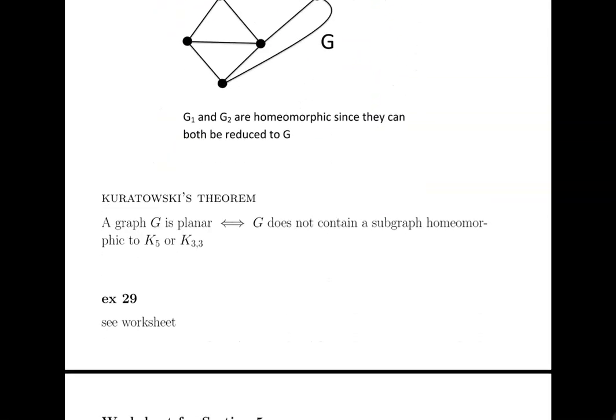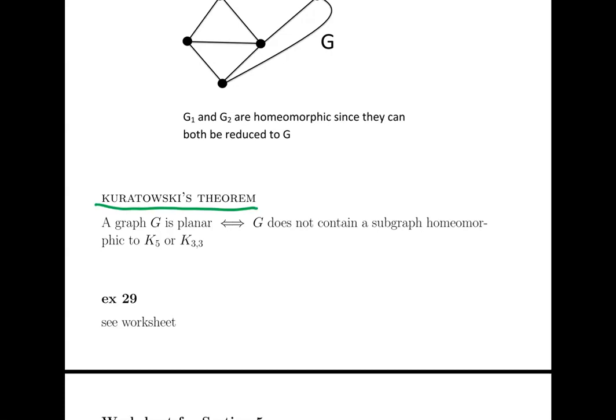So why do I care about this? Well, I care about this because that's how we use Kuratowski's theorem. So Kuratowski's theorem says a graph is planar if and only if G does not contain a subgraph homeomorphic to K5 or K3,3. Those are essentially your minimums. Anything over that's not going to work. So K5 and K3,3 are most definitely not planar. So if you have a graph, it's planar if and only if there's no subgraph that is homeomorphic to K5 or K3,3. In other words, there's no subgraph that can be series reduced down to look like K5 or K3,3, because those are not planar.